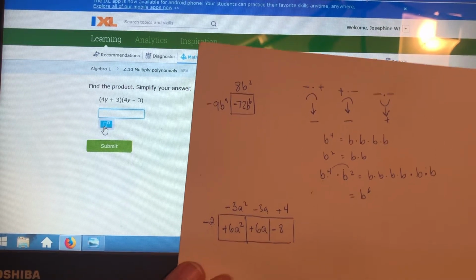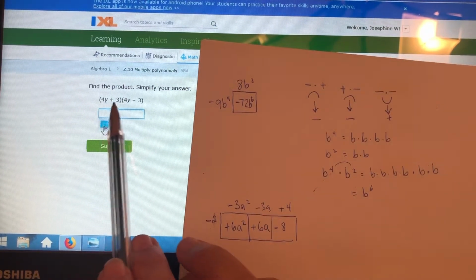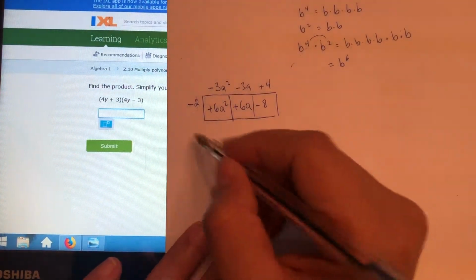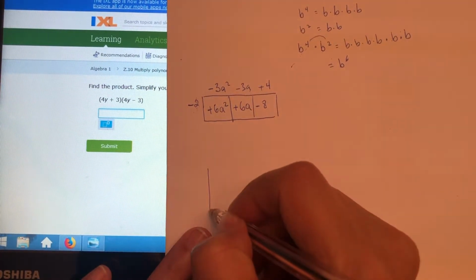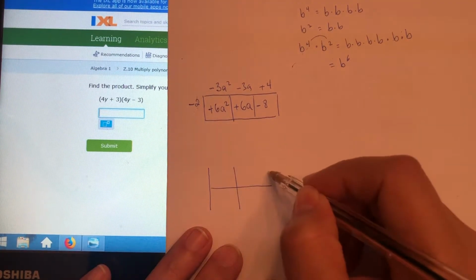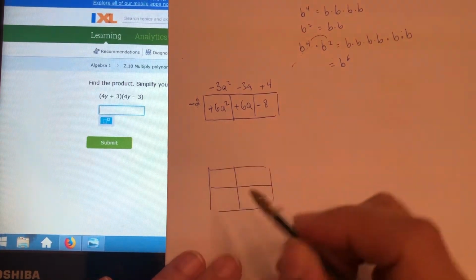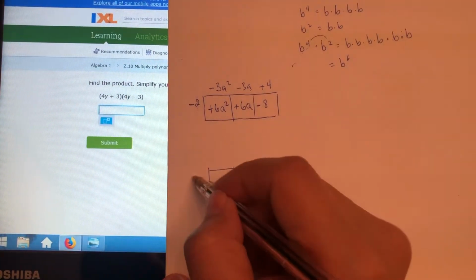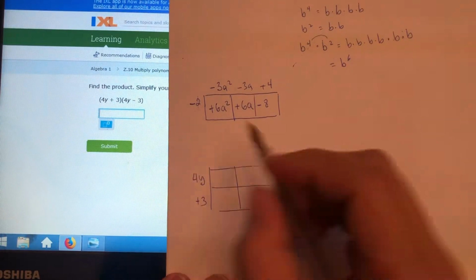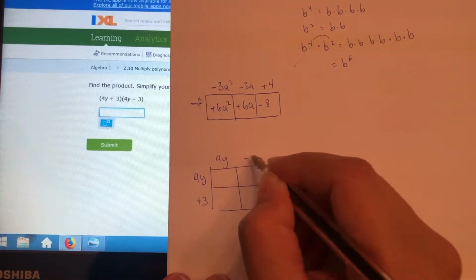All right. Now how many are there? There's 2 by 2. So 2 boxes by 2 boxes. This goes on my height, so 4y plus 3. This goes on my length, so 4y minus 3.